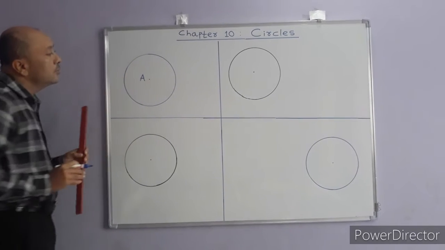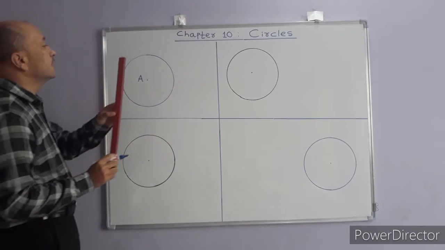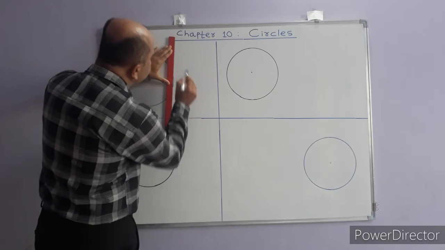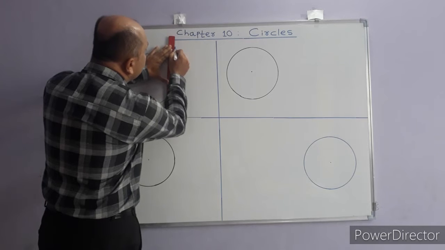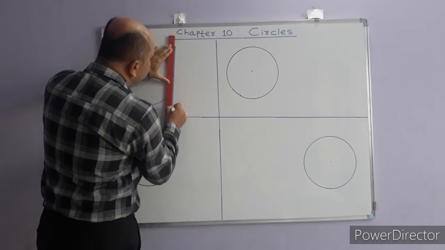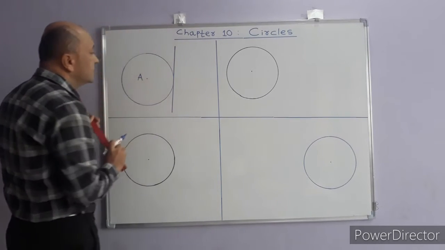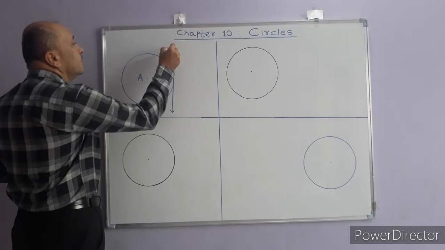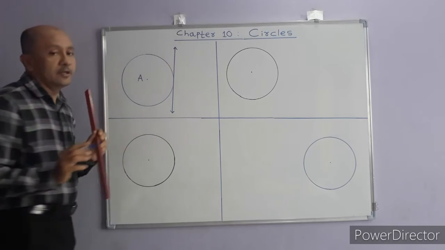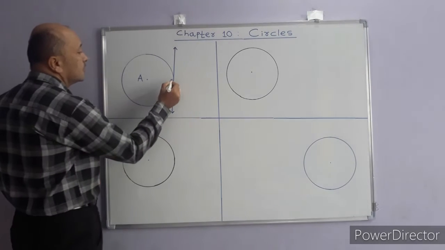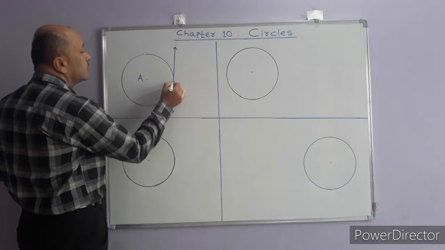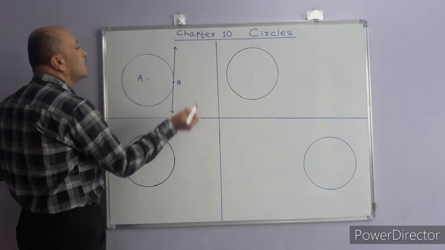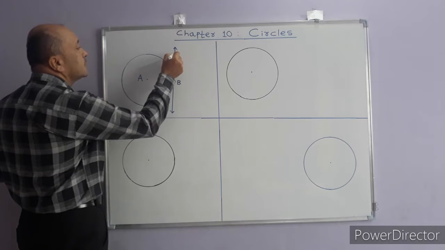Then a line we are going to draw which touches the circle. So this is a line which touches the circle in one point. Such a line is called a tangent to the circle. So a circle is given, a line is given which touches the circle in one point. This point is known as the point of contact, say for example B. Another point we can take on this line, that is C.